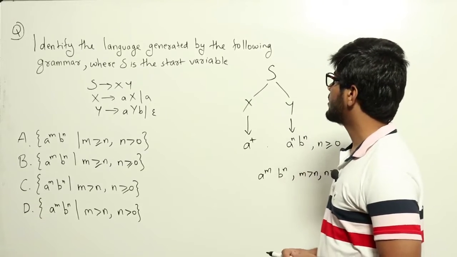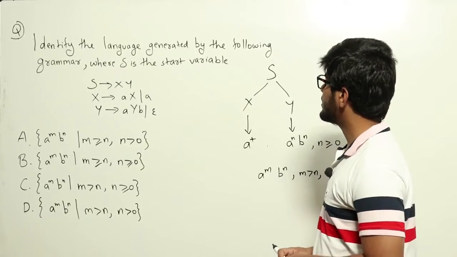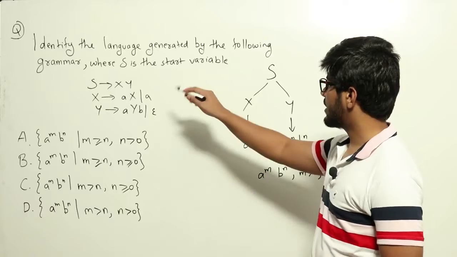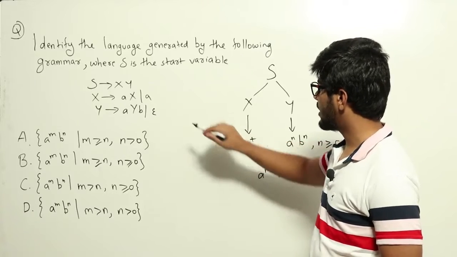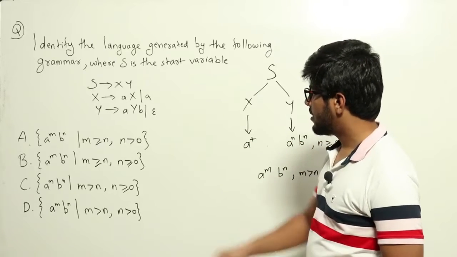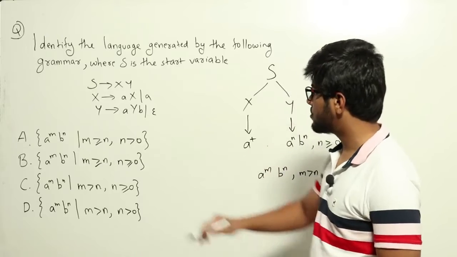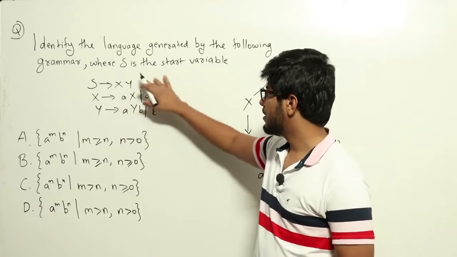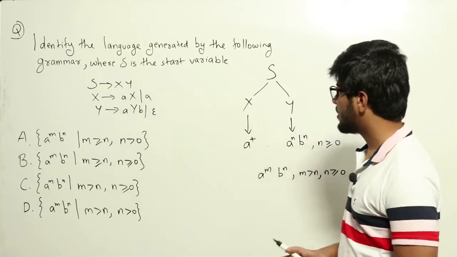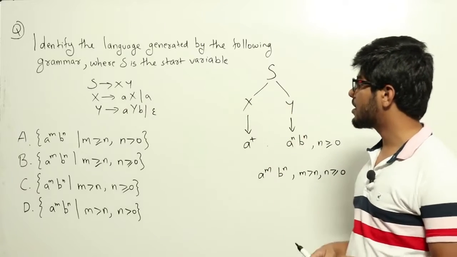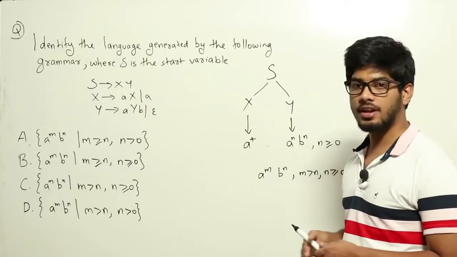Identify the language generated by the following grammar where S is the start variable. S gives xy, x gives ax or a, y gives ayb. And 4 options have been given. From the options we need to identify the language which is represented by the same grammar. So this is a question from theory of computation and regular grammars.